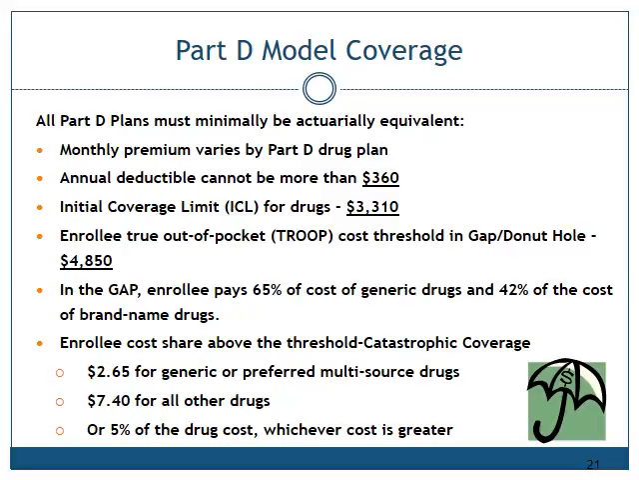Enrollee cost share above the threshold, which is catastrophic coverage, $2.65 for generic or preferred multi-source drugs, $7.40 for all other drugs, or 5% of the drug cost, whichever is greater.